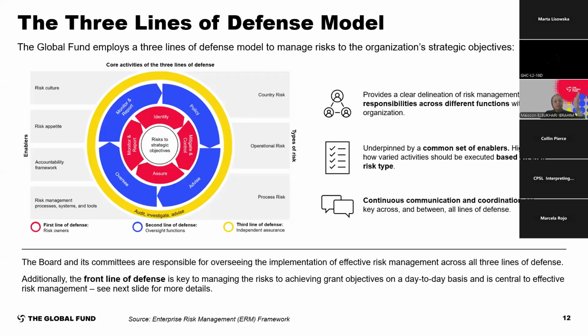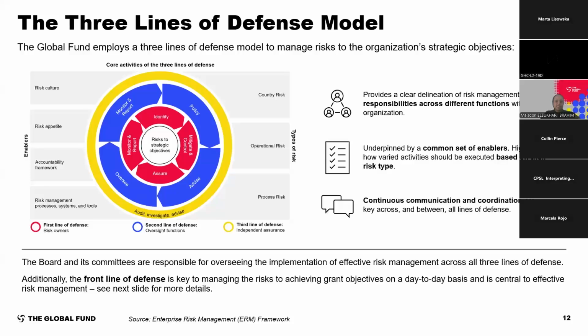And then finally, to the left of the slide, you will see enablers that are essential for effective risk management. These include the risk culture, the risk appetite statement, the accountability framework, and all the system processes and tools in place to enable us to manage all the three risks.